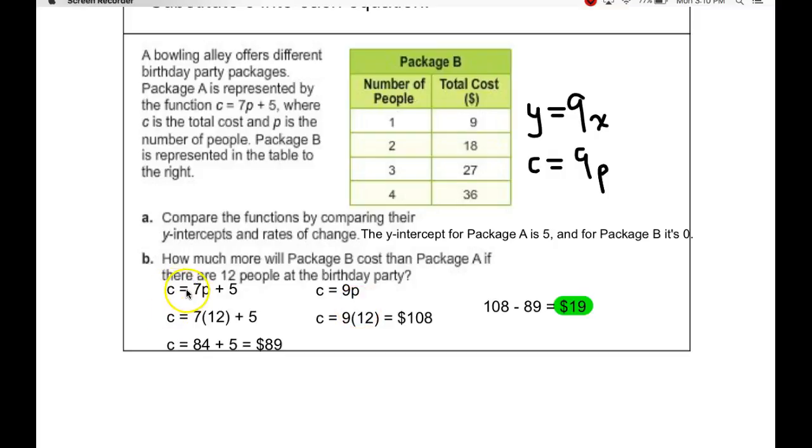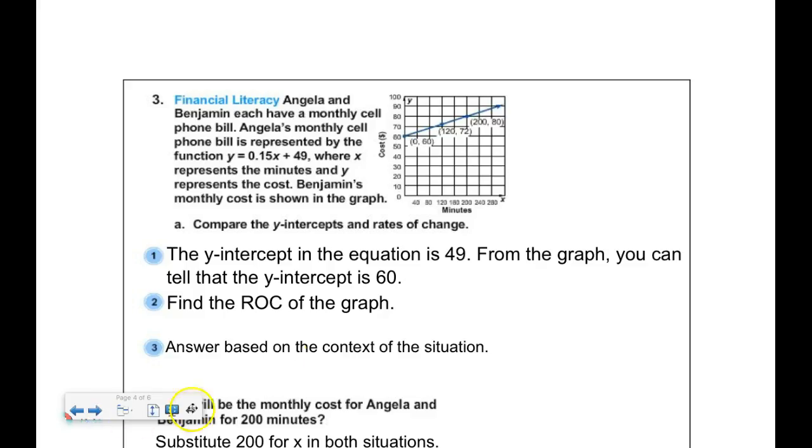If I do that for the first situation, I get 7 times 12 plus 5, which gives me 84 plus 5, which is $89. For package B, I insert 12 for P, and it's 9 times 12 equals 108. So then I need to take these two values and subtract them. 108 minus 89 is 19, so package B is $19 more expensive. All right, if you need to go over that again, please rewind now and do that. Otherwise, we're moving on to the next example, example 3.